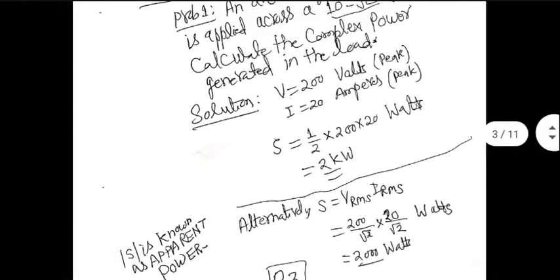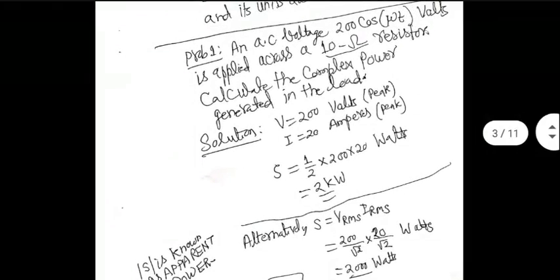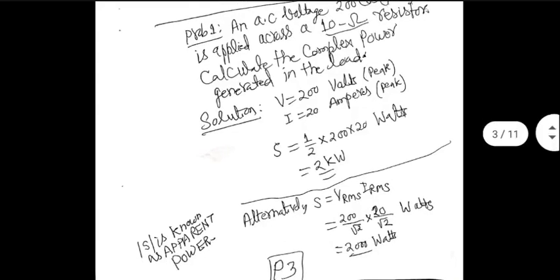You could also have done it using the formula Vrms Irms. Vrms is 200 divided by square root of 2 volts. Irms is Vrms divided by R, so 20 divided by square root of 2 amperes. Multiply the two, you should get the same answer.